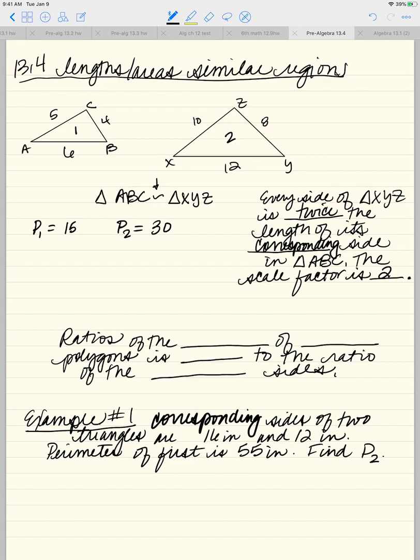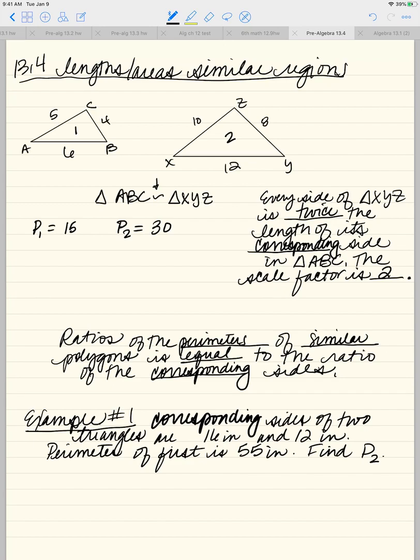Okay. The perimeters have the same scale factor, okay? So perimeters are in the same ratio as the corresponding sides of their triangles. So the ratio of the perimeters of similar triangles, or excuse me, similar polygons, is equal to the ratio of corresponding sides. And we can use this principle to help us solve for unknowns.